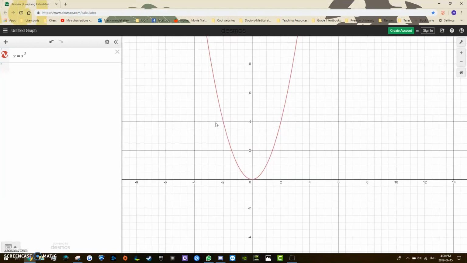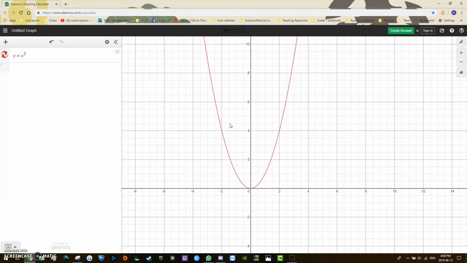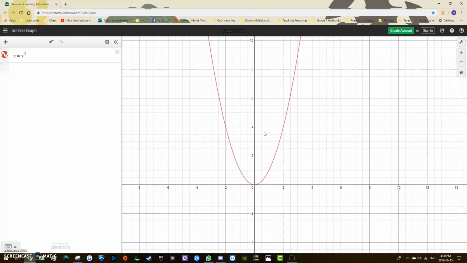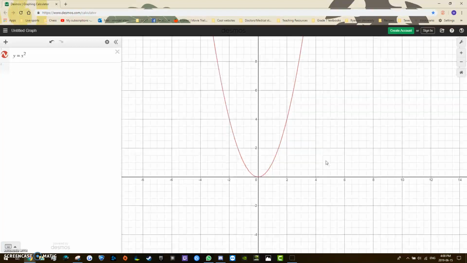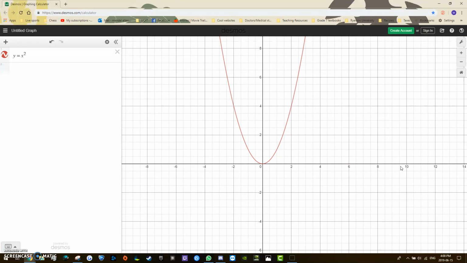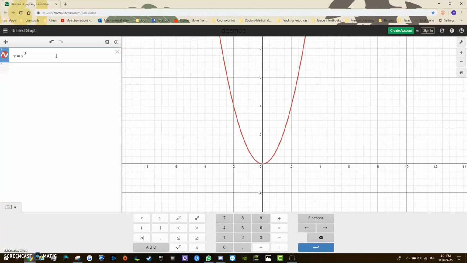So domain and range. Domain and range are very similar concepts, and they are basically talking about where the graph can exist in relation to the x-axis, which is the horizontal axis, of course, and the y-axis, which is the vertical. So domain is talking about the x-axis. And the way you can put the domain and range into your function here is as such. You need to use these curly brackets.